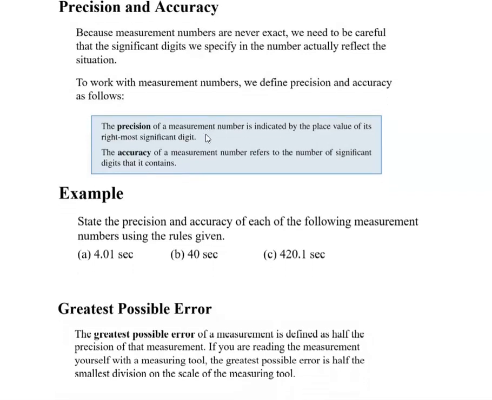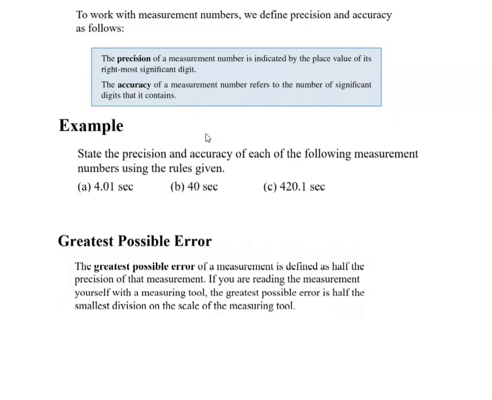To work with measurement numbers, we define precision and accuracy as follows. The precision of a measurement number is indicated by the place value of its rightmost significant digit. Okay, let's read that again. The precision of a measurement number is indicated by the place value of its rightmost significant digit. The accuracy of a measurement number refers to the number of significant digits that it contains. Two different things here. Okay, so state the precision and the accuracy of each of the following measurement numbers using the given rule.